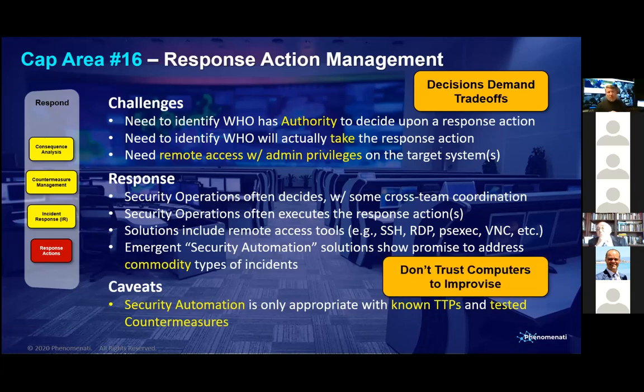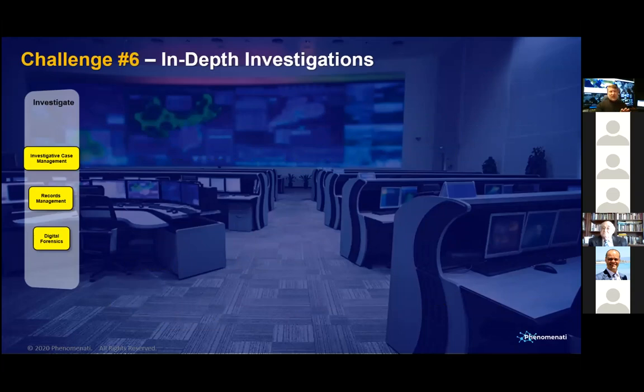This point is an important one. Do not trust computers to improvise. That's not what they do. Humans improvise, computers follow instructions. In the previous capability, we built them those plays and instructions. Here we're going to implement them as appropriate, but don't rely on them to improvise against a sophisticated adversary.